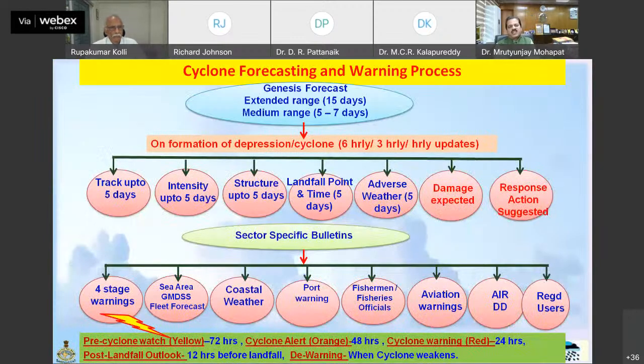Now coming to the cyclone which occurs during the monsoon season, especially during the onset phase and withdrawal phase, we have a very systematic approach that has developed over the period. We have a genesis forecast 15 days ahead, then 5 to 7 days ahead the medium range forecast, then it follows with the track forecast, intensity forecast, structure forecast, landfall point and time forecast, adverse weather warning, and damage expected and action suggested. The forecasts are very user specific and sector specific. They go to all disaster managers, coastal shipping, port warning, fisherman warning, aviation, public, media, etc. in different stages like pre-cyclone watch, cyclone alert, cyclone warning, post-landfall outlook, and of course the de-warning.